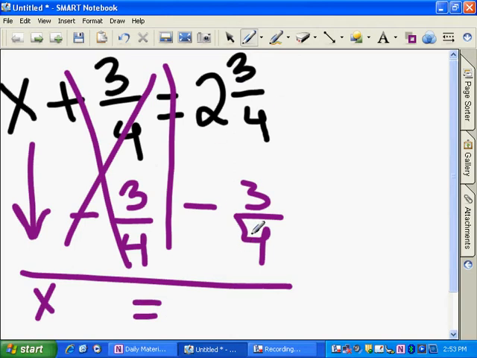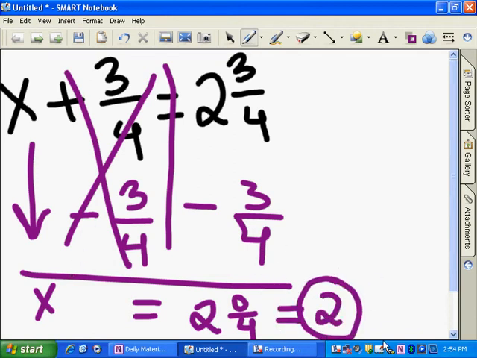Well, 3/4 minus 3/4 is 0/4, and 2 minus nothing is 2. But we don't want to write 2 0/4. We want to simplify it, and this simplifies to just 2. So x is equal to 2. And you know you're right, because 2 plus 3/4 is equal to 2 3/4.